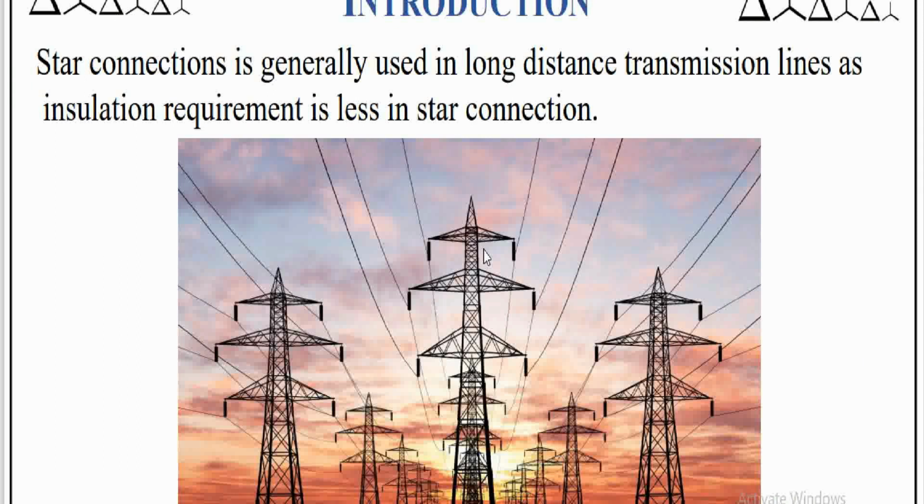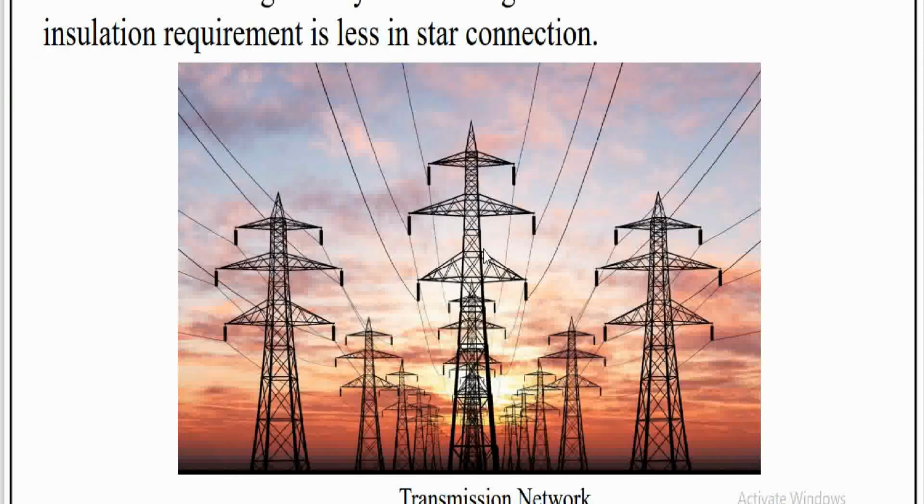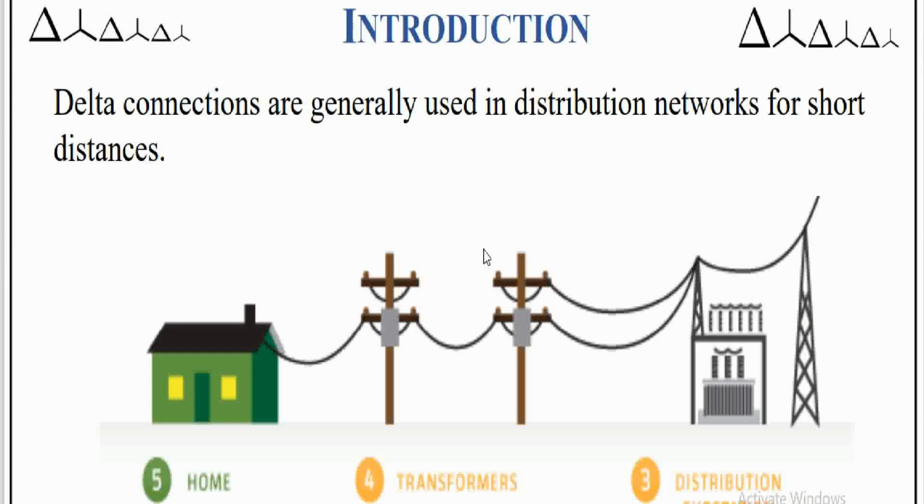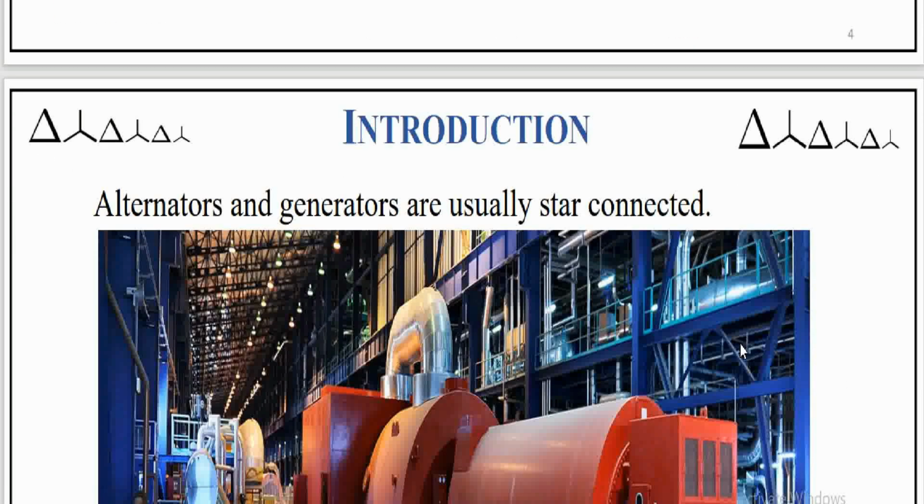Star connection is generally used in long distance transmission lines because the insulation requirement is less in star connection. This figure indicates a transmission network over long distance. Delta connections are generally used in distribution networks for short distances. It means that for short distances we use delta connection, for long distances we use star connection.